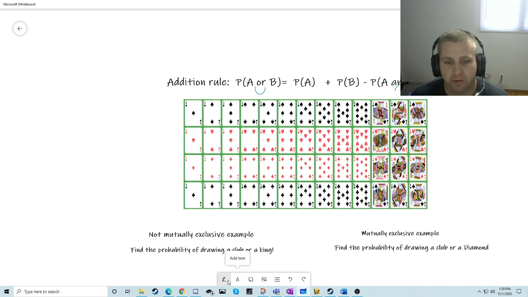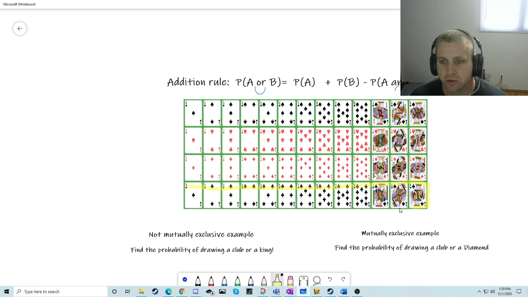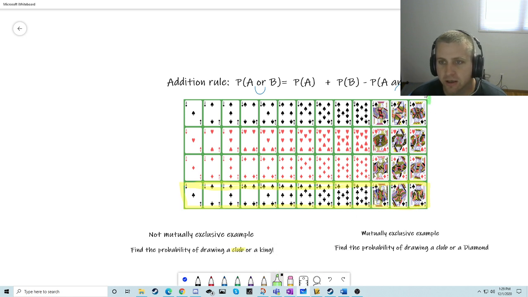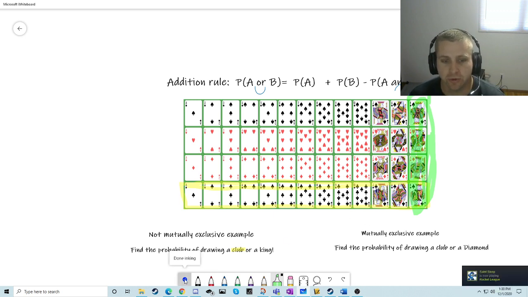So I want to find the probability of drawing a club or a king. Well, these are the clubs down here. I'm just going to outline it in yellow. So, club or a king. King will be the greens. And you could find this by just counting up all the possibilities and doing it out of the total. That works. But I want to show you how to use the addition rule while we're doing this.